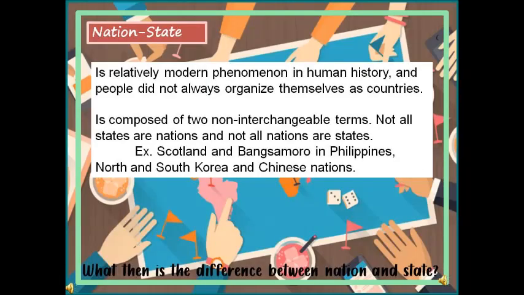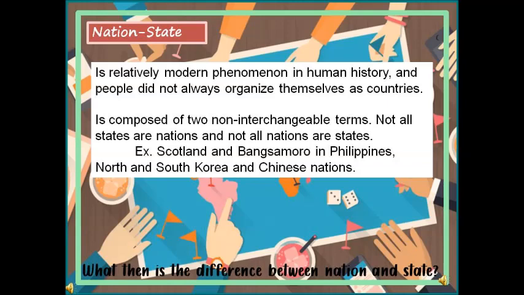To fully understand the attributes of today's global system, we must first know what a nation-state is, as it is a relatively modern phenomenon in human history. People did not always organize themselves as countries, and it is composed of two non-interchangeable terms. Not all states are nations and not all nations are states. Examples: Scotland, Bangsamoro in the Philippines, North and South Korea, and Chinese nations.